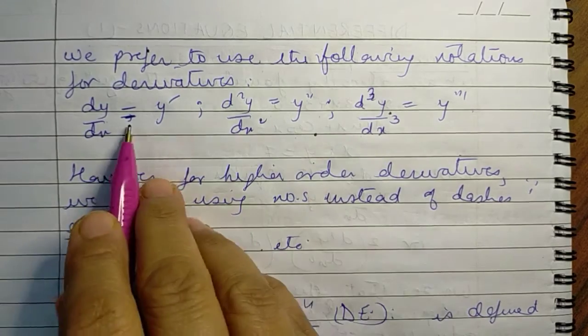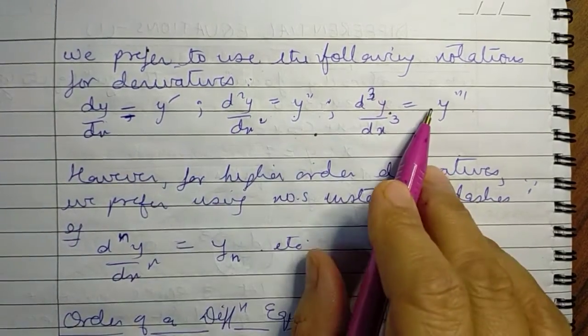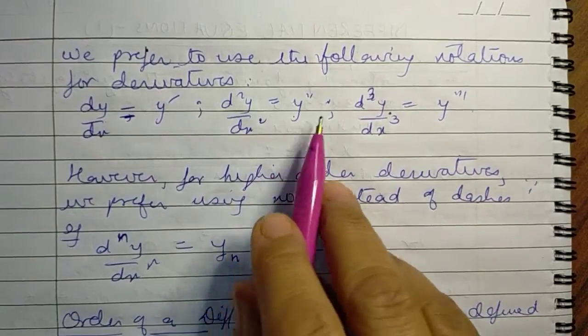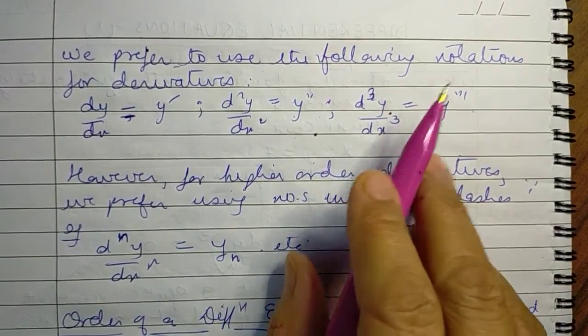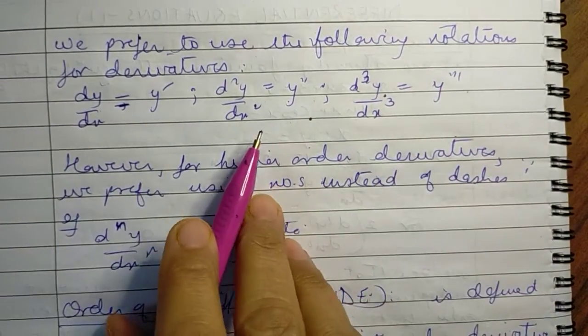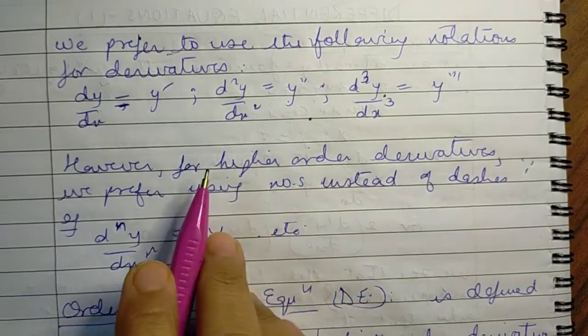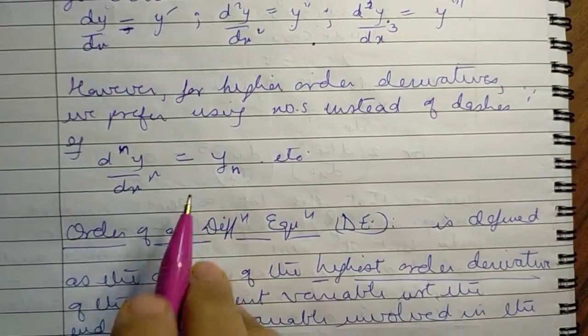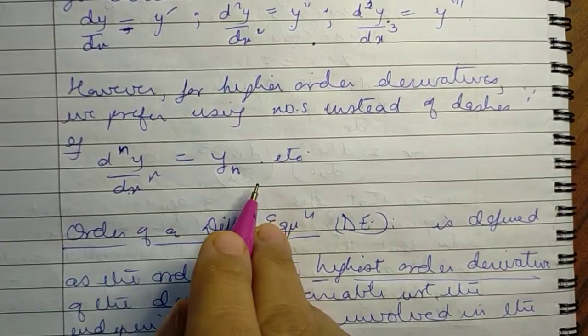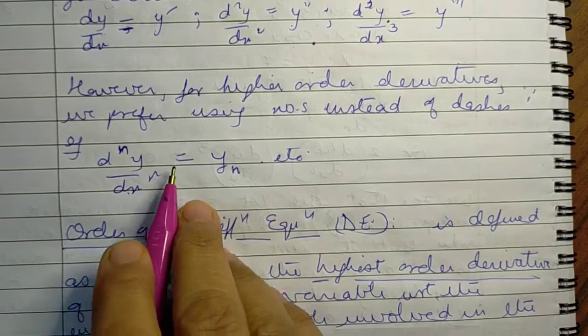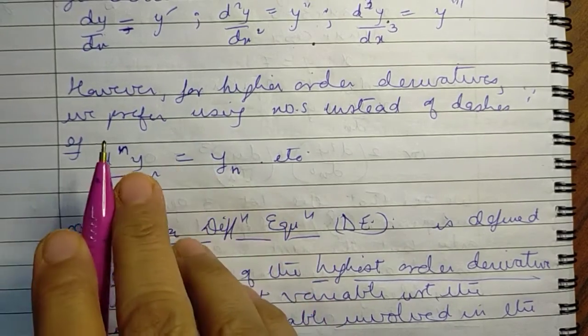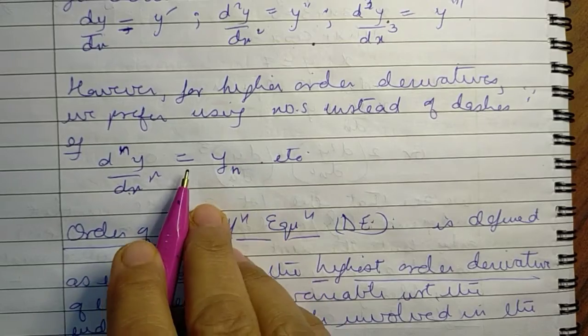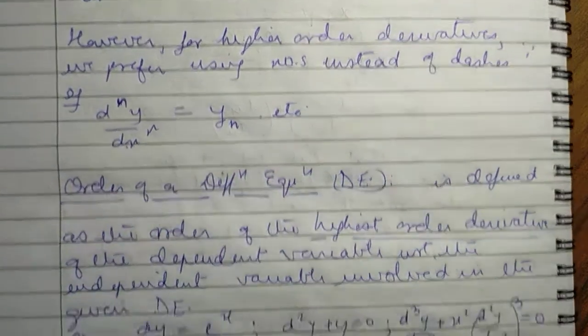Now mostly we prefer to write the derivatives as, instead of dy by dx, d2y by dx2, d3y by dx3, we write y dash, y double dash, y triple dash. And obviously as the order increases, instead of putting dashes, we prefer using numbers, like yn would be used for the nth order derivative and so on. Similarly, even for smaller derivatives, we use y1 for first derivative, y2 for second derivative and so on.